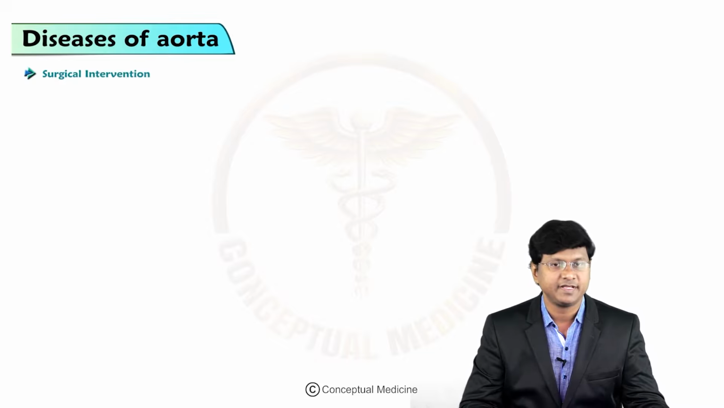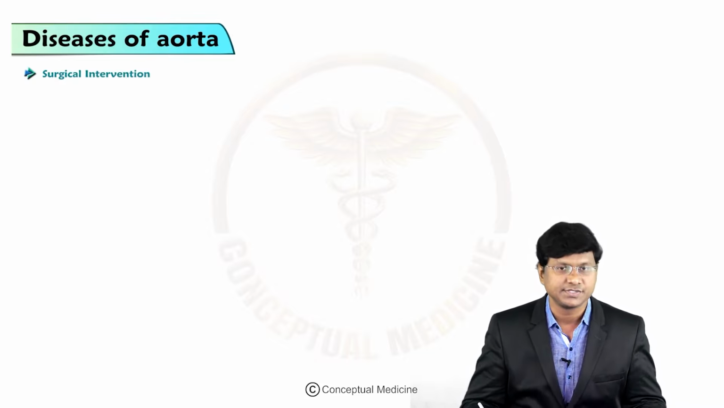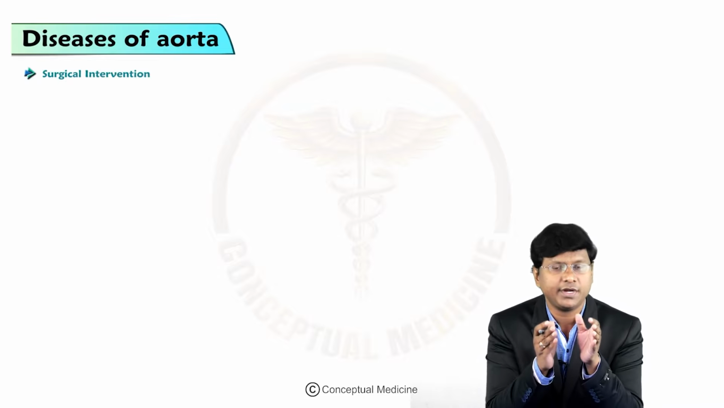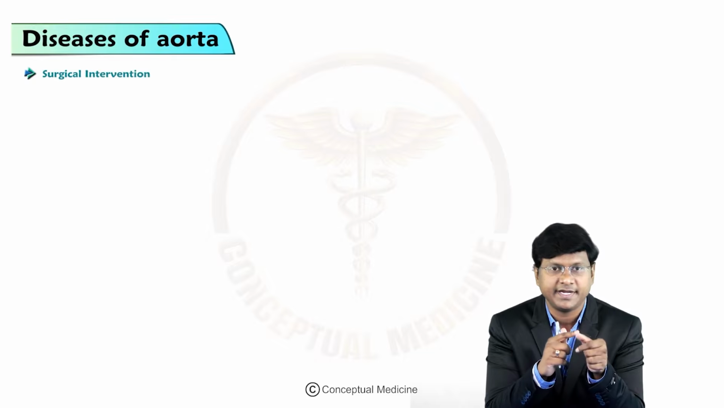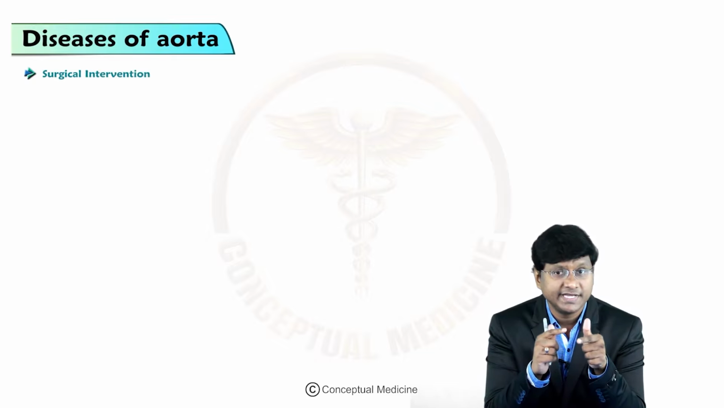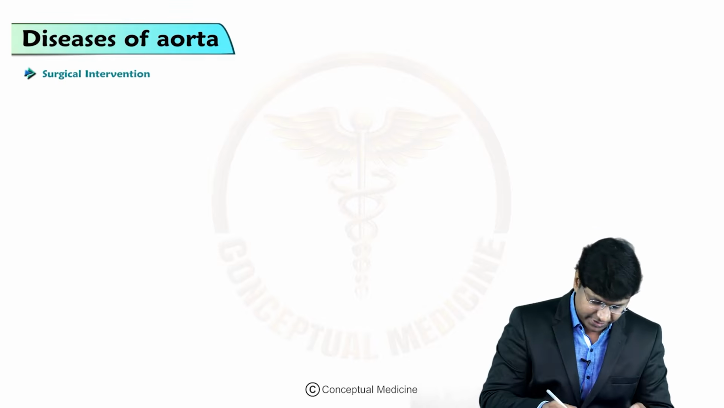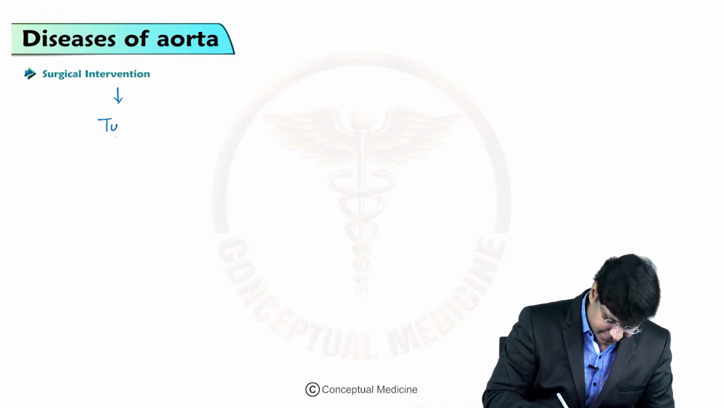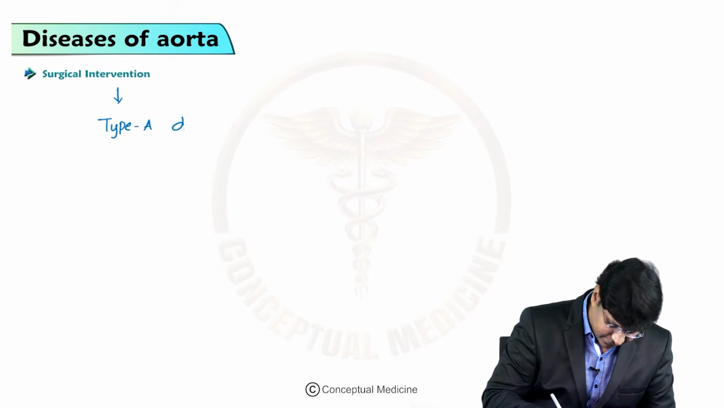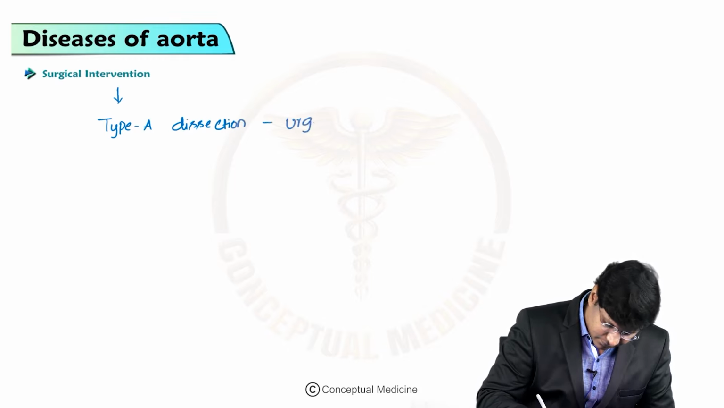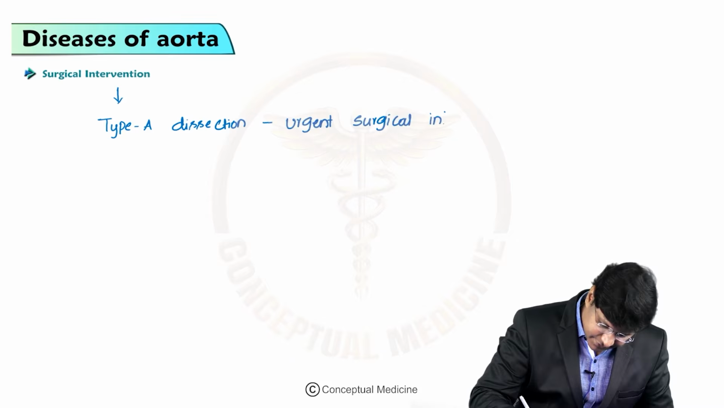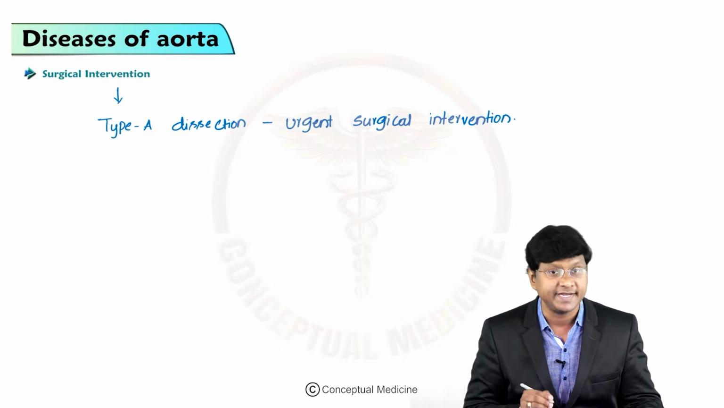So after having discussed the medical management, let me discuss the surgical interventions in aortic dissection. According to the Stanford classification, we have type A as well as type B dissection. In case of type A dissection, urgent surgical intervention is required.